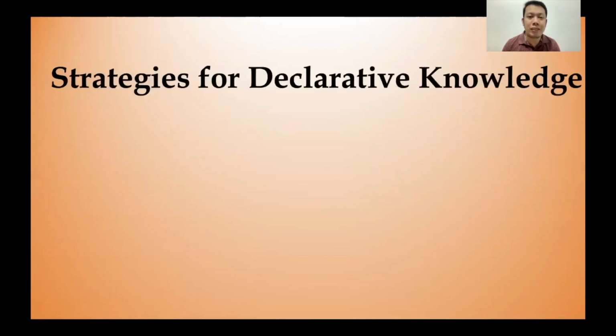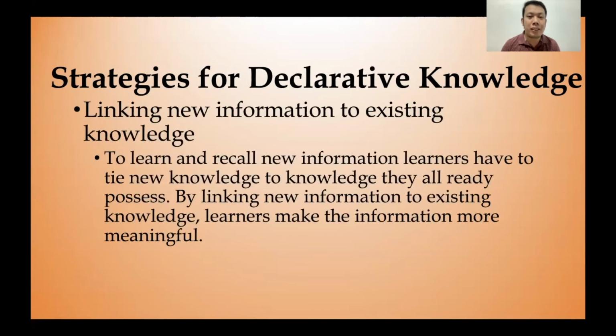So let us now look into the strategies that you can use whenever you would like to access declarative knowledge among your students. Basically, declarative knowledge is the first kind of knowledge that we can always encounter among our students. First thing that you have to do is linking new information to existing knowledge.